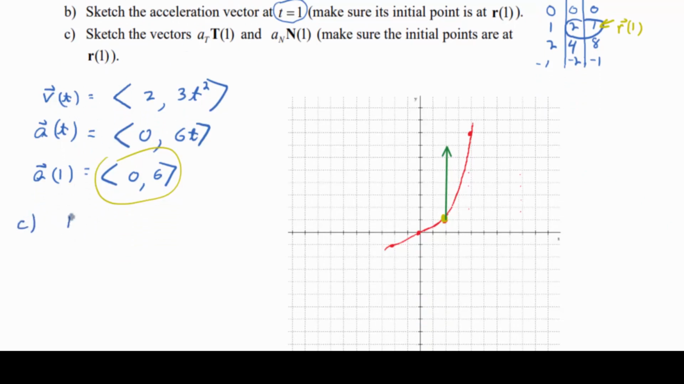What do we know about T of t? We'll worry about the 1 in a second. It's r prime or v of t divided by its magnitude, right? You can think of it as r prime divided by the magnitude of r prime either way. So we have v of t. We just need its magnitude. So what's the magnitude of v of t?